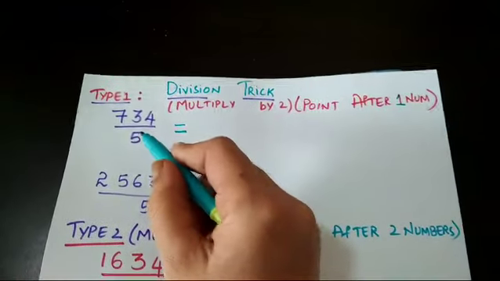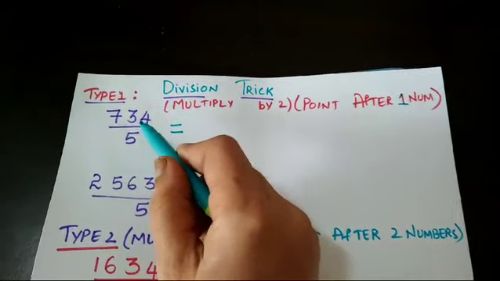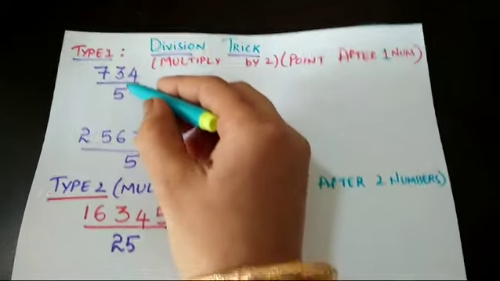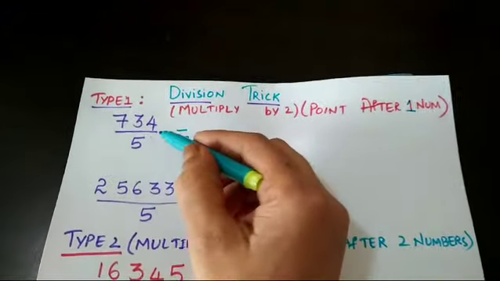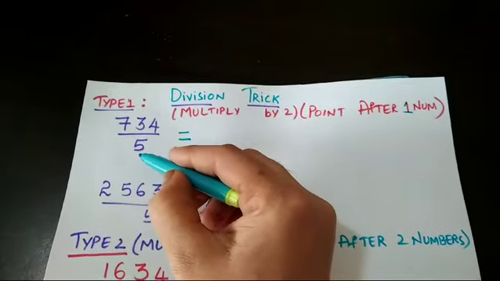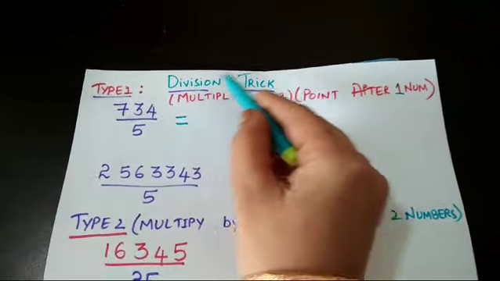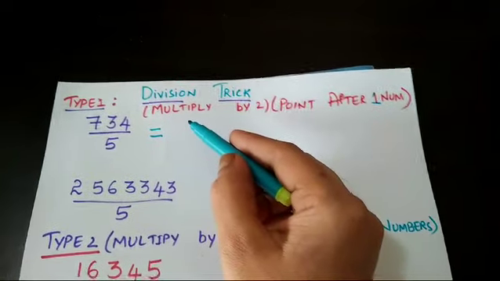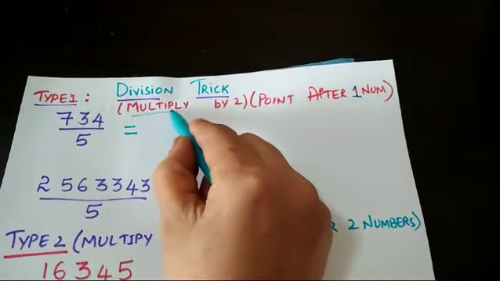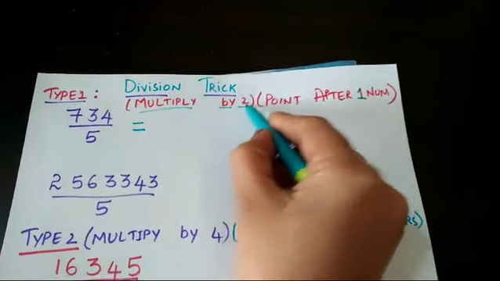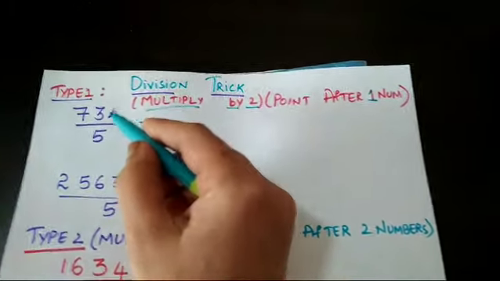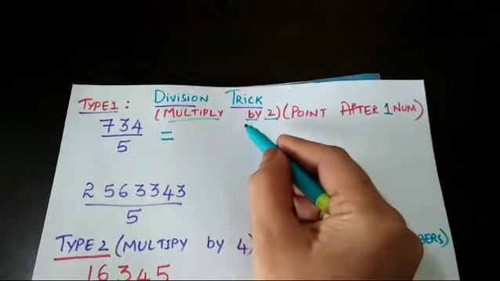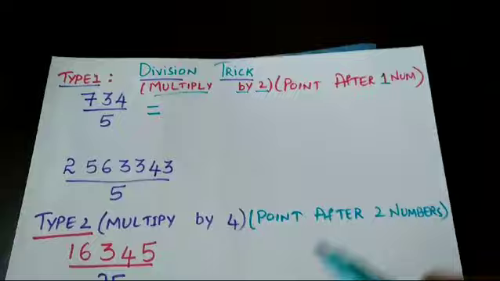So whenever you get a question like this, 734 divided by 5, wherever you are asked to divide any number by 5, you can use this trick and solve this answer in seconds. First step, what you have to do is multiply by 2. The given number, you have to multiply this number by 2. Okay, the first step. So let us solve this.